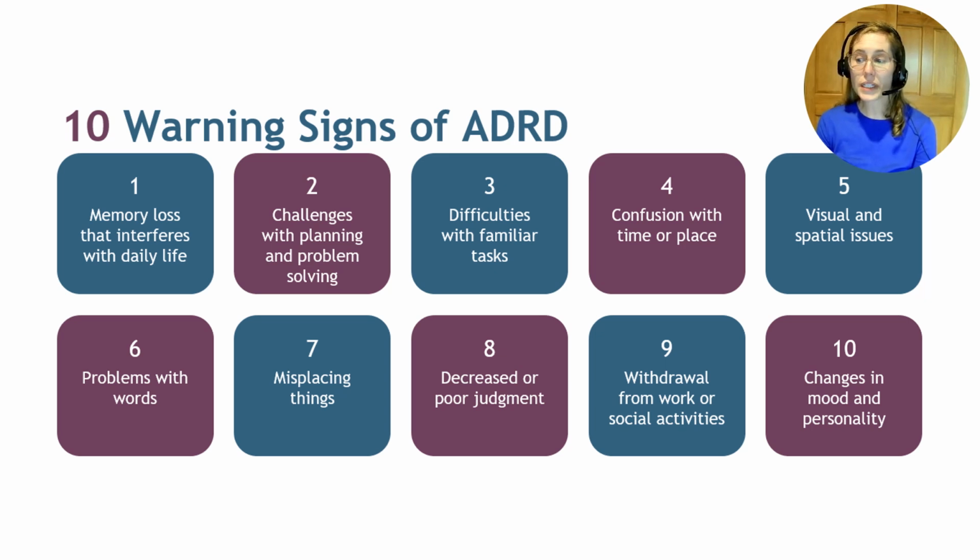They may have decreased judgment, such as when dealing with money, or maybe they may pay less attention to their grooming or personal hygiene. You may see that they withdraw from work or social activities, such as participate less in their hobbies or other social engagements. And again, this may in part be due to just difficulty in the ability to hold and follow a conversation. And finally, we do see sometimes that people with dementia have changes in mood or personality, which we'll talk about a bit more in subsequent slides.